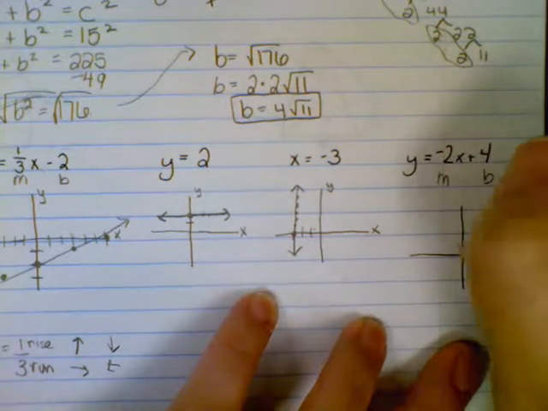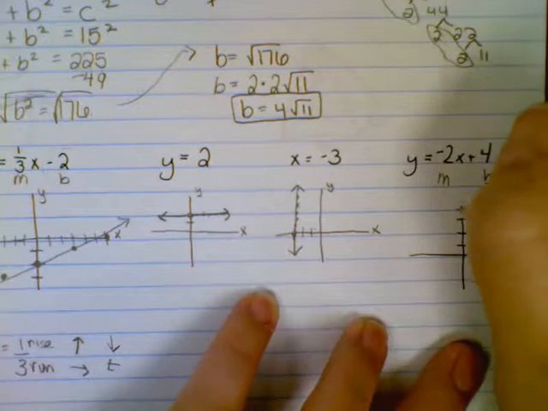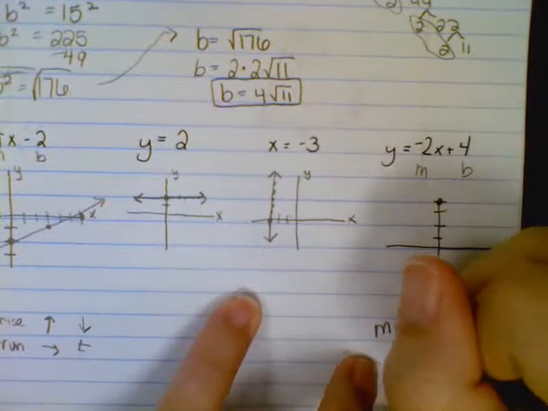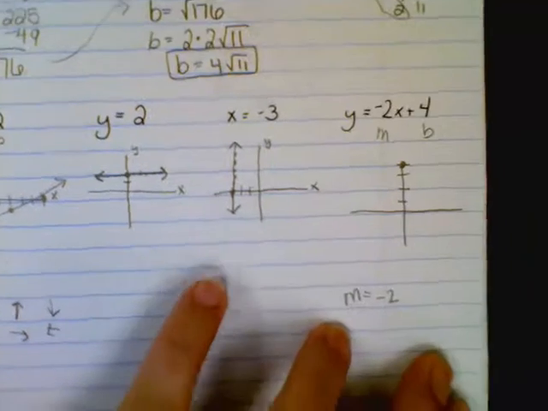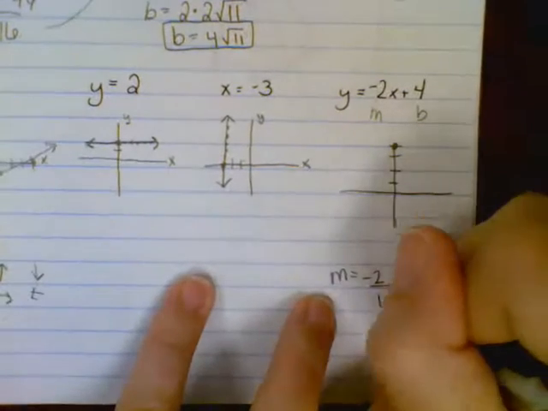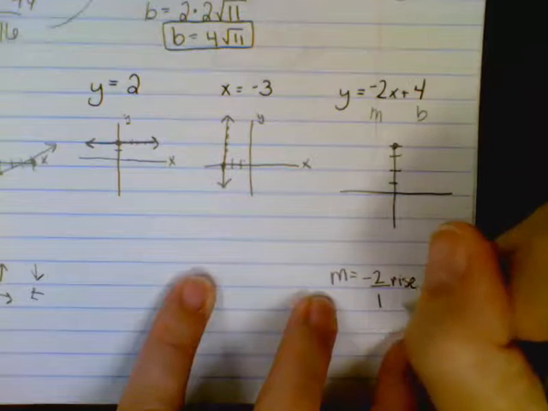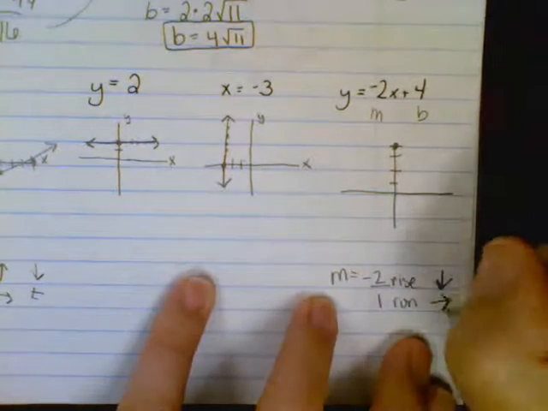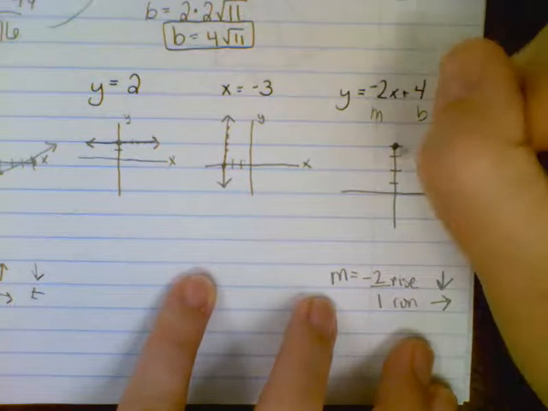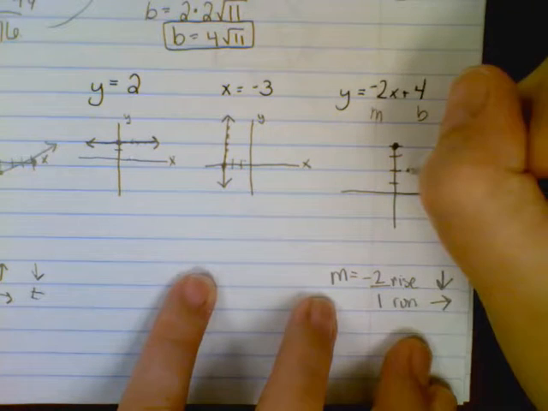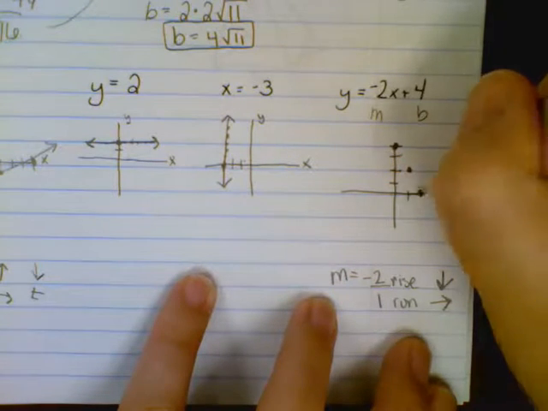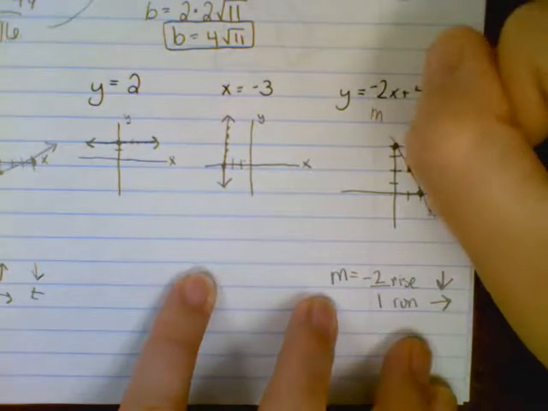Okay, so for our last one, this is our m and this is our b. So that means we'll start by going up 4, putting a point. So if our m is equal to -2, we need a fraction to get our rise over run, so we just put it over 1. So we're going to rise and run. Since our rise is negative, that means we'll go down 2, and we always run to the right. So down 2 over 1. Okay, and that is our line.